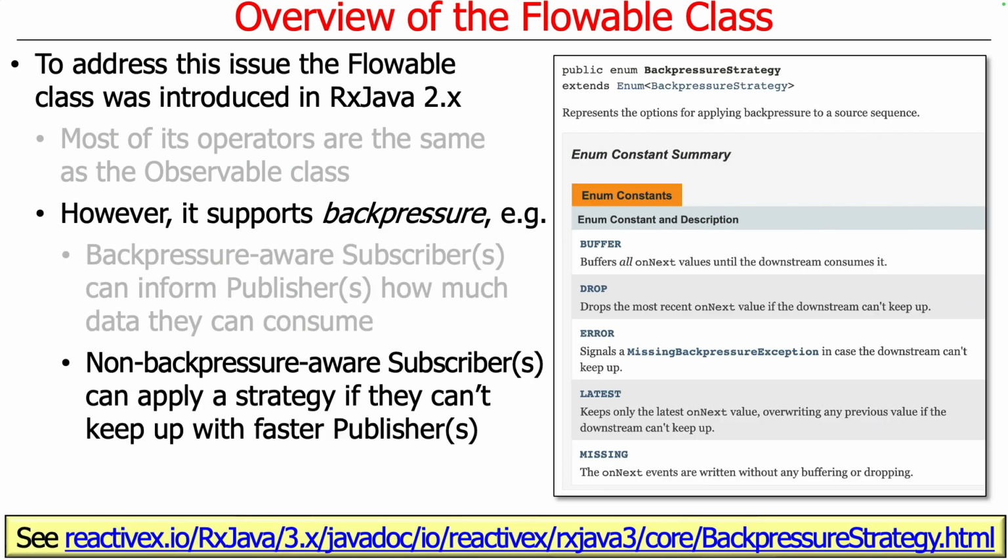There's also another variant of back pressure. It's not really back pressure, it's more flow control, where non-back pressure aware subscribers can apply an overflow strategy if they can't keep up with faster publishers.